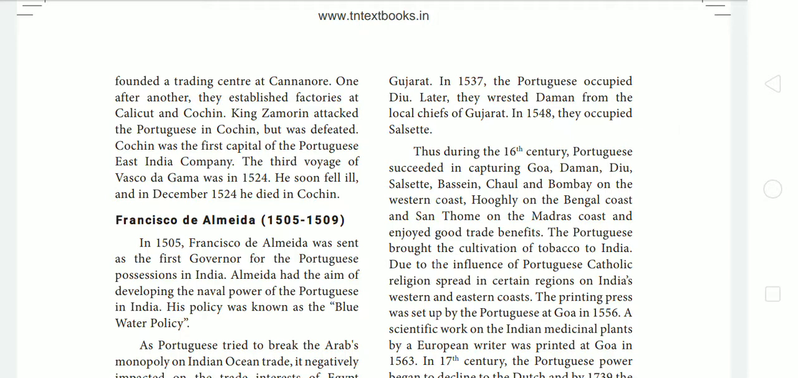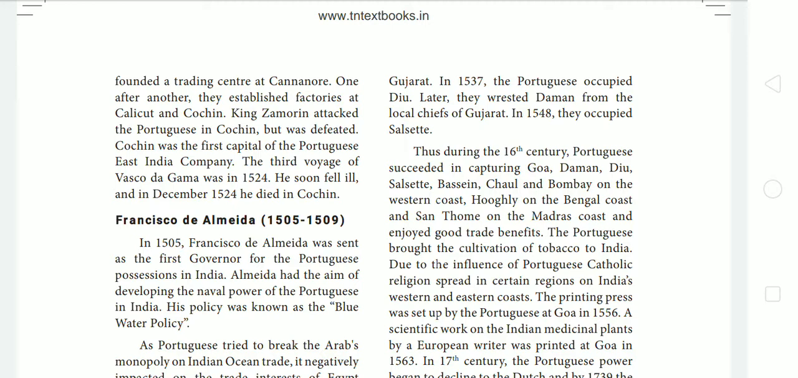King Zamorin attacked the Portuguese in Cochin, but he was defeated by the Portuguese. So Cochin was the first capital of the Portuguese East India Company.